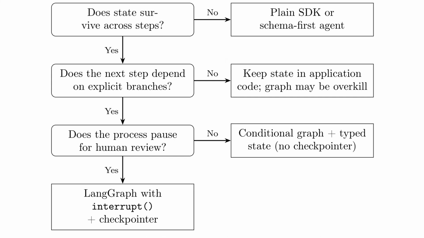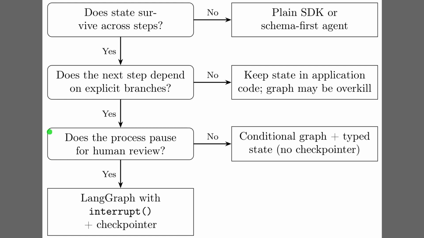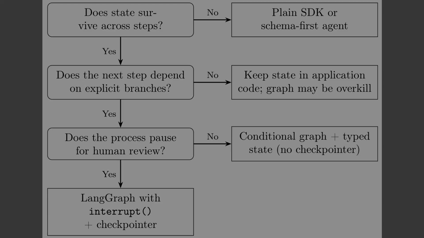This decision flowchart guides when to adopt graph orchestration based on workflow needs. At the top, simple tasks without persistent state belong in a plain software development kit or schema-first agent. Moving down, if explicit branching is needed without human pauses, a basic conditional graph suffices. Finally, when processes require human review, the full framework with an interrupt function and state checkpointer becomes essential.